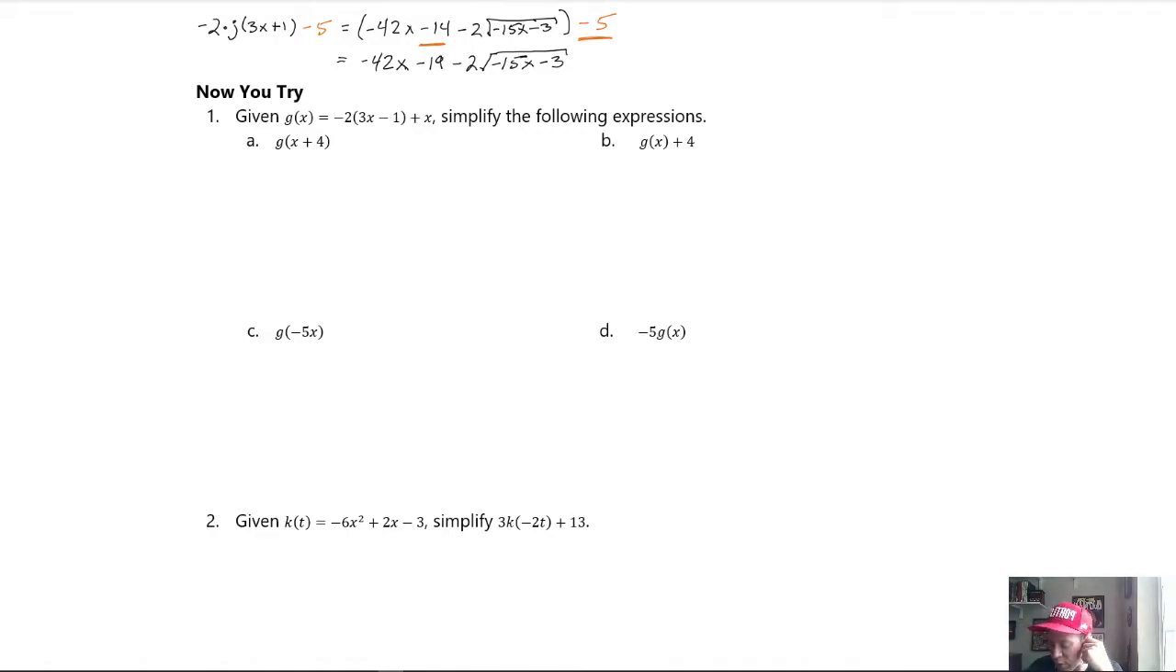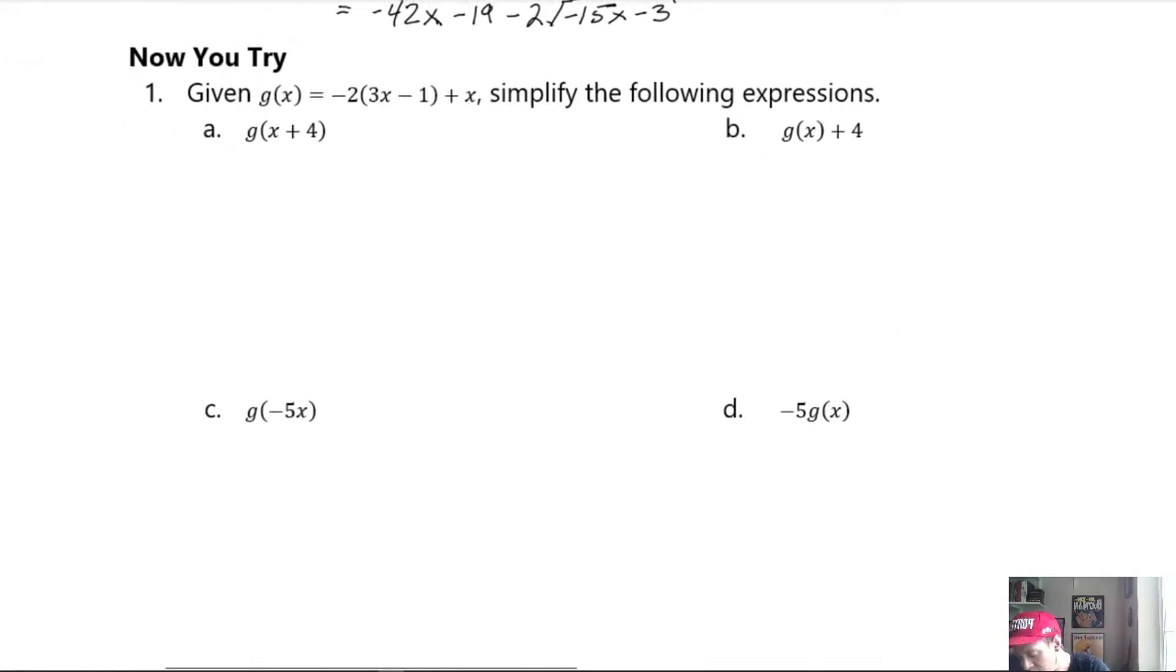Given g of x equals negative 2 times parentheses 3x minus 1 close parentheses plus x, simplify the following expressions. The first one we're going to look at is g of x plus 4. So to do this, I'm going to recognize that x plus 4 is being plugged in every time we see an x in the expression for g.